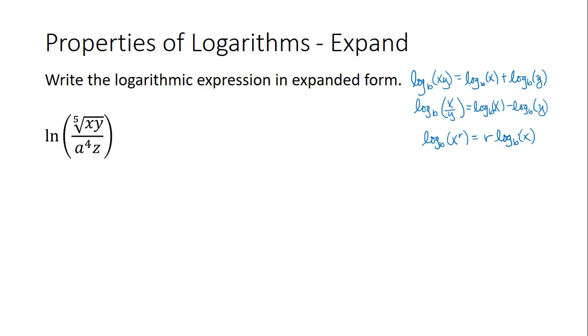So when we see this expression, which is the natural log of the quotient, the fifth root of xy, divided by a to the fourth z, the first thing I want you to notice is that the argument of the log is a quotient, which means we're going to rewrite this as the natural log of the numerator minus the natural log of the denominator, which gives us the natural log of the fifth root of xy minus the natural log of a to the fourth z.